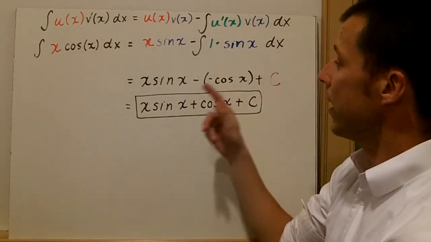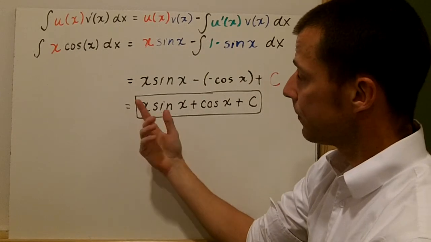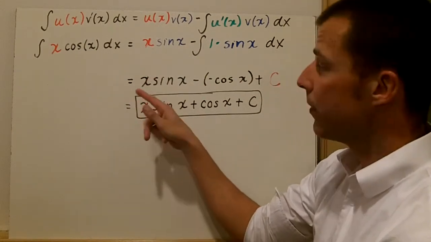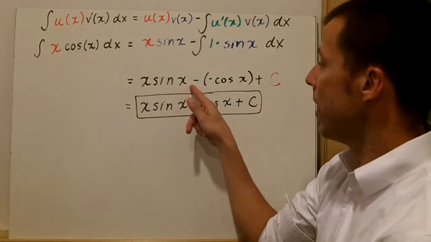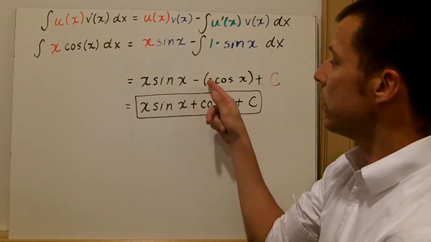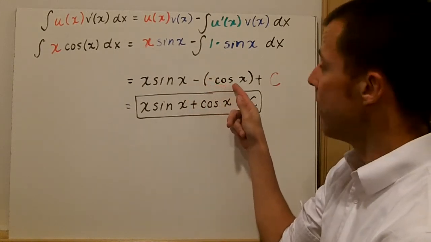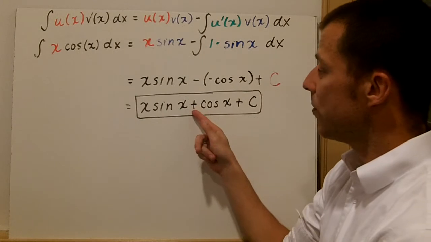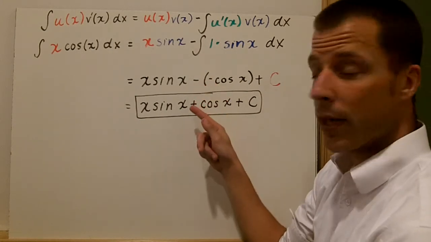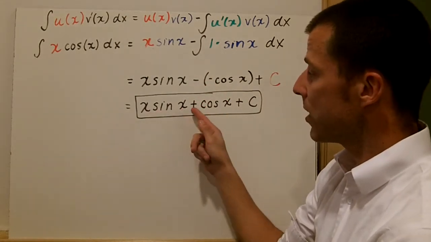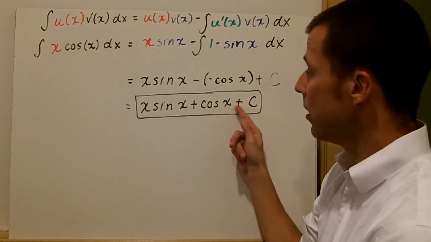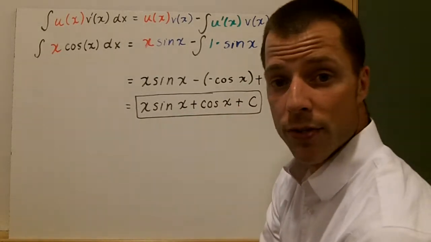Okay? So when we simplify, we have x sine of x minus the opposite, or minus cosine of x plus c. So this becomes addition here. Okay? So x sine of x plus cosine of x plus c. That's our final result.